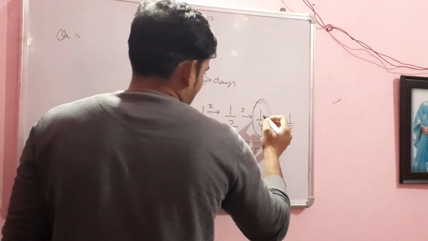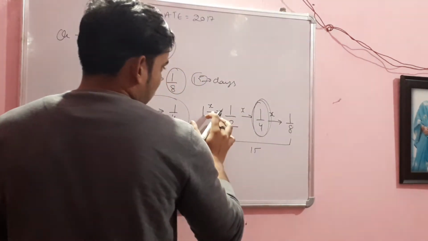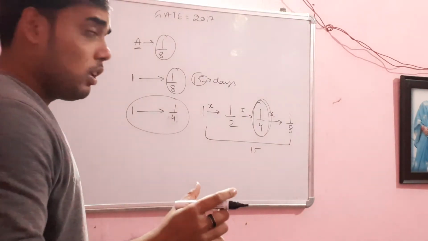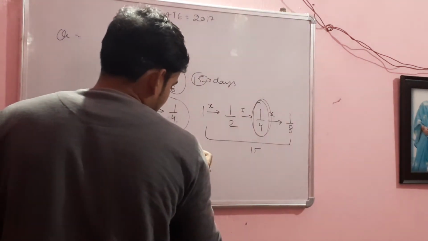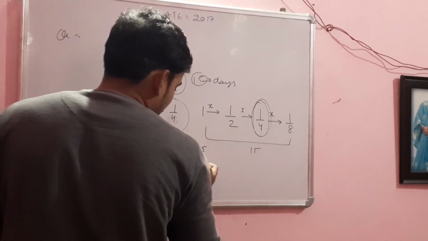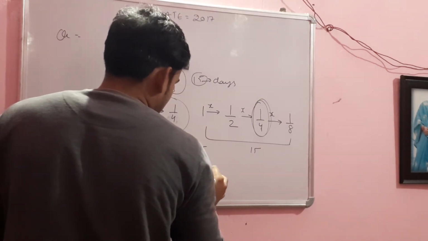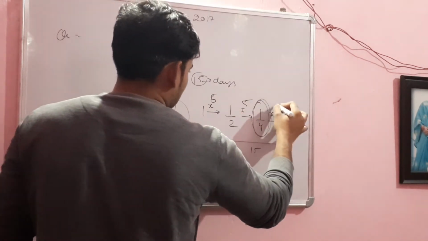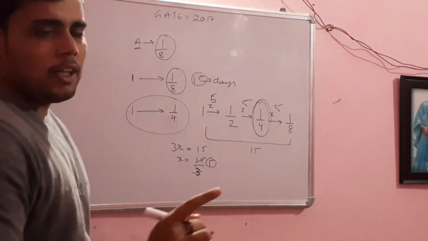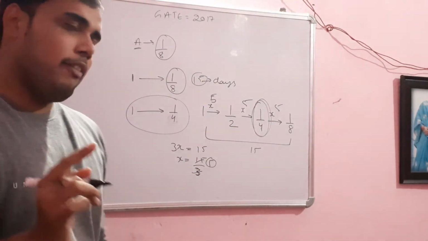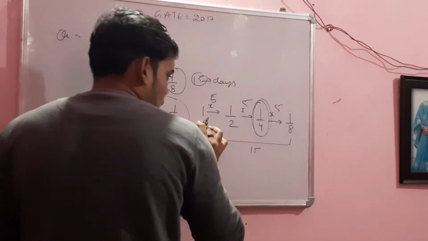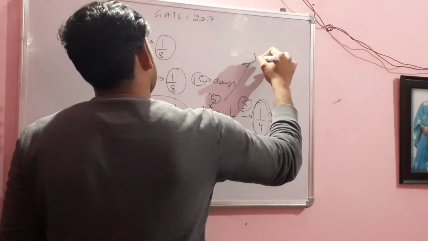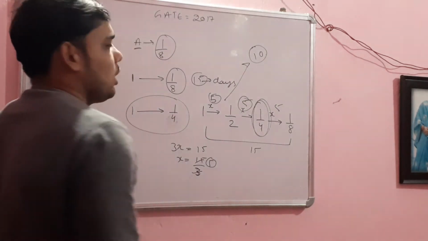So you have been asked this. You know that this x will be the same for every interval. So your 3x is equal to 15. A simple unitary method will give you the answer: 5 days. Okay, so 5 days here, 5 days here, and 5 days here. Actually, the half-life period for this reaction is 5 days. So from 1 to 1/4, how many days will it take? 10 days. Okay, it will take 10 days. You have to put your answer 10.